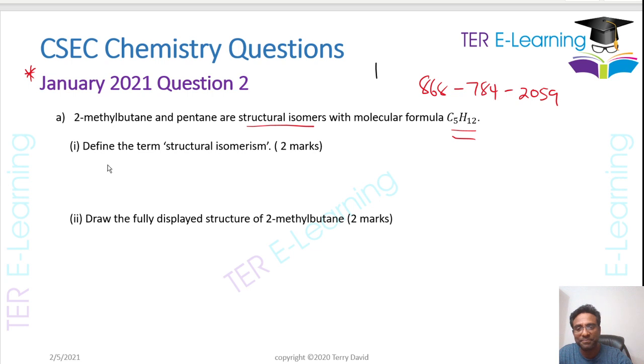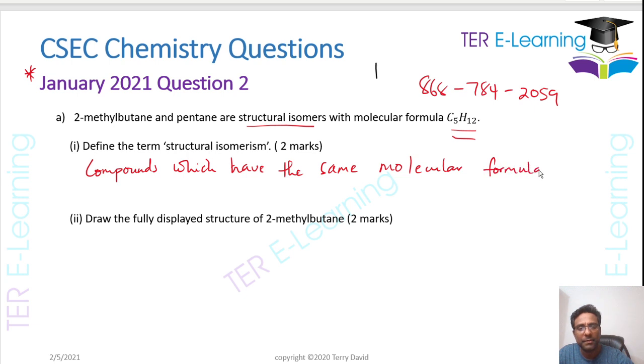We're going to say compounds which have the same molecular formula but different structural formula. So that's the key thing here. They have different structures. So that's your answer there for 2 marks.